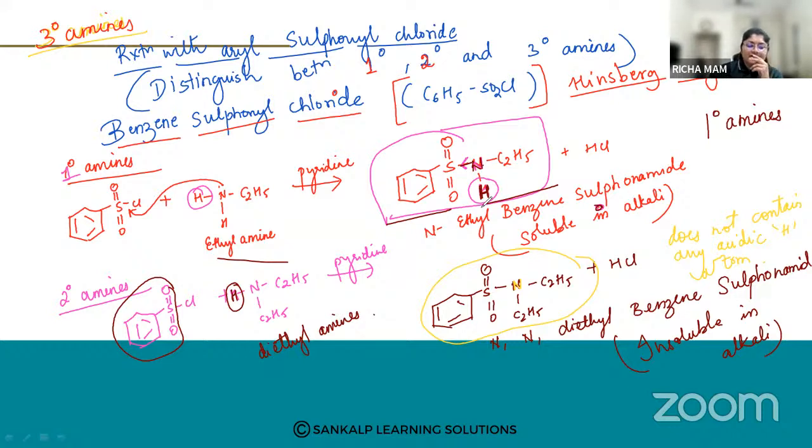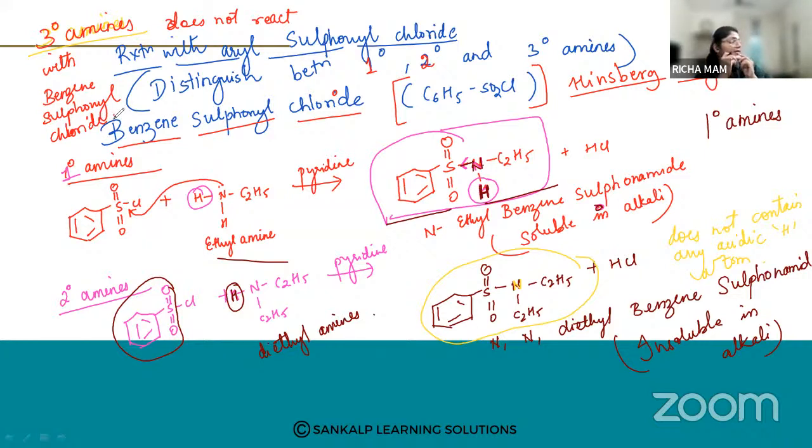So for tertiary amines, what you have to write is: tertiary amine does not react with benzene sulfonyl chloride, because there is no replaceable hydrogen atom. Is it clear? So this is the distinguishing test between primary, secondary, and tertiary amines. Please note it down, very important.